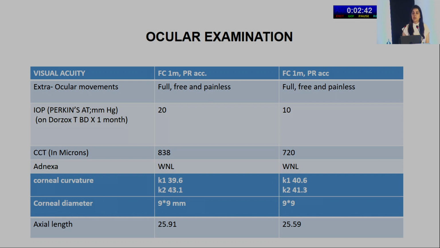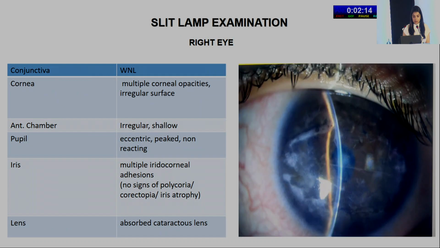His pressures: he was already started on Dorzox T before he had presented to us in the OPD, and on applanation tonometry, his pressures were 20 and 10. The corneal thickness was increased. It was 800 and 700 in right and left eye respectively. Adnexa was within normal limits. The corneal curvature was normal. The diameter of the cornea was 9 by 9, which is microcornea. The axial length was high, so it is a microcornea presentation.